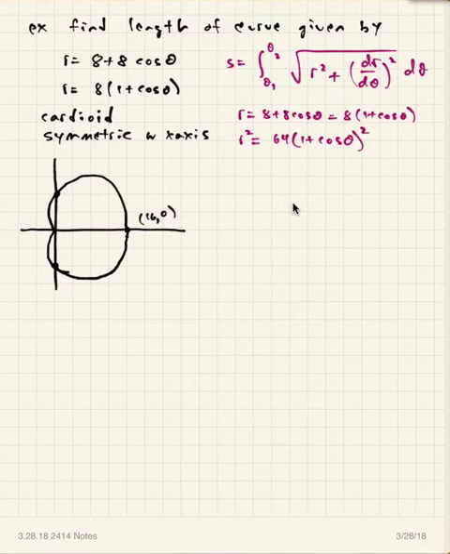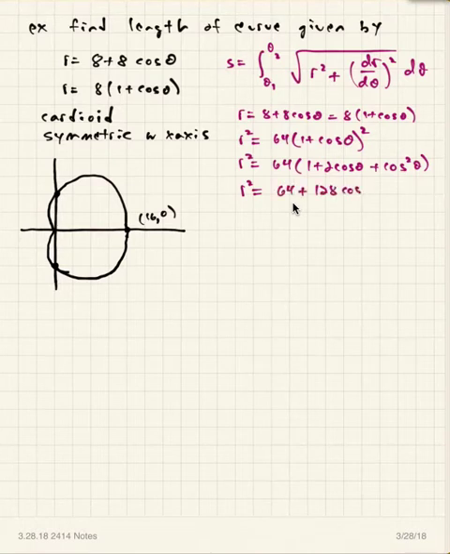Right, and I'm going to go ahead and multiply this out because we're probably going to want to simplify. So this would be 64 times 1 plus 2 cosine theta plus cosine squared theta. And then multiply through there, and you have 64 plus 128 cosine theta plus 64 cosine squared theta. So that's r squared.